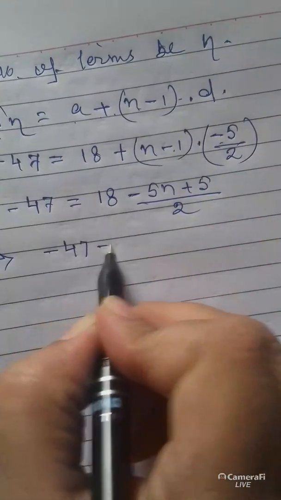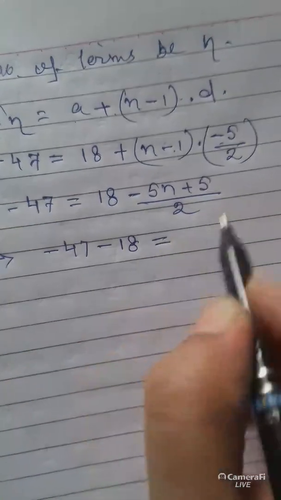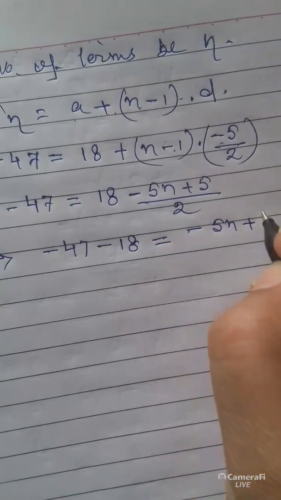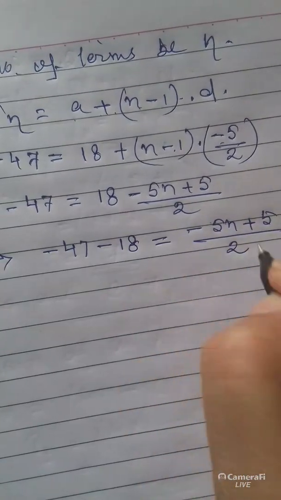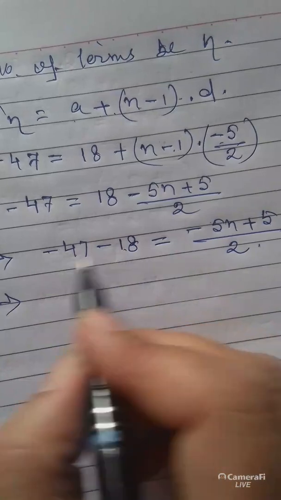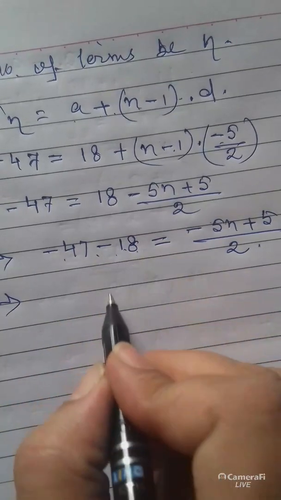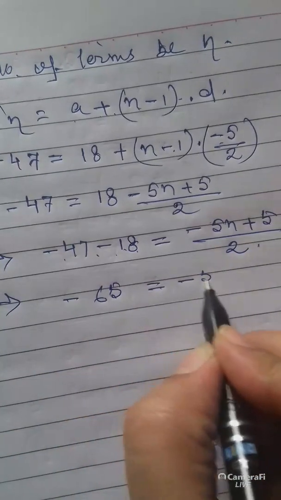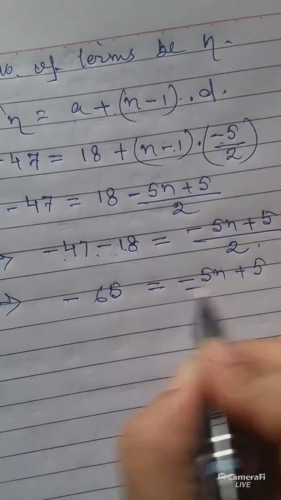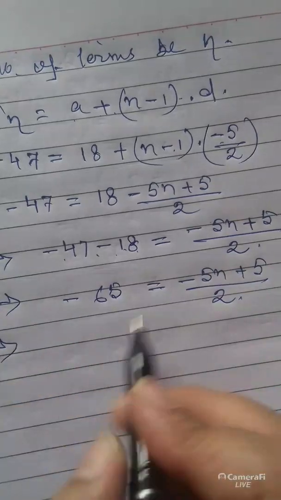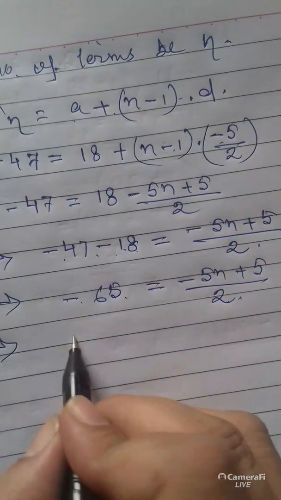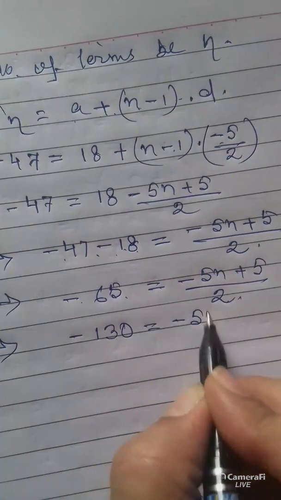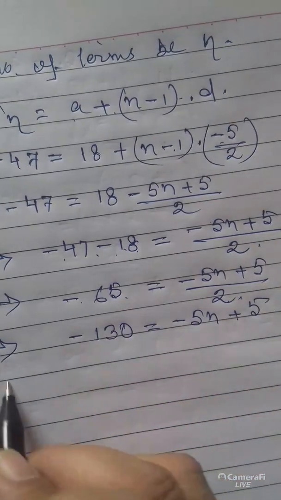Now minus 47 minus 18 equal to minus 5n plus 5 by 2. So minus 47 minus 18 is minus 65, equal to minus 5n plus 5 by 2. Then cross multiply. Minus 65 into 2 is minus 130, equal to minus 5n plus 5.